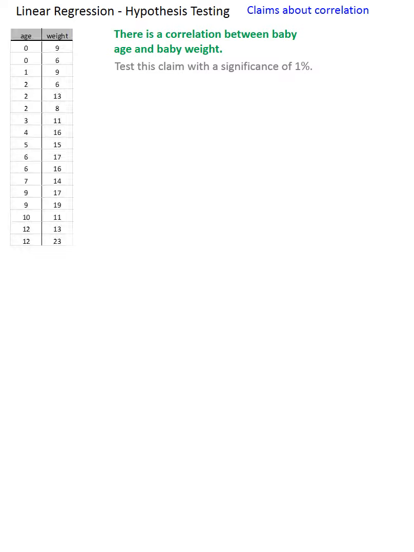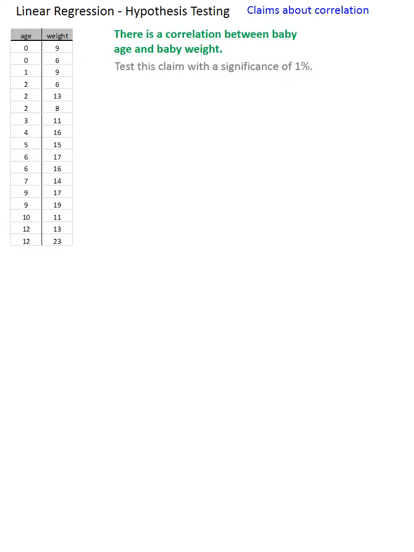Here's a second of 3 examples. Claim: there's a correlation between baby age and baby weight. Well, before we do any statistics here, this seems almost common sense. Of course, there's a correlation between the weight of babies and their age. But let's look at it more statistically. We're going to test this claim with a 1% significance. We're setting the bar higher than in the last problem. Here's the data that we collected.